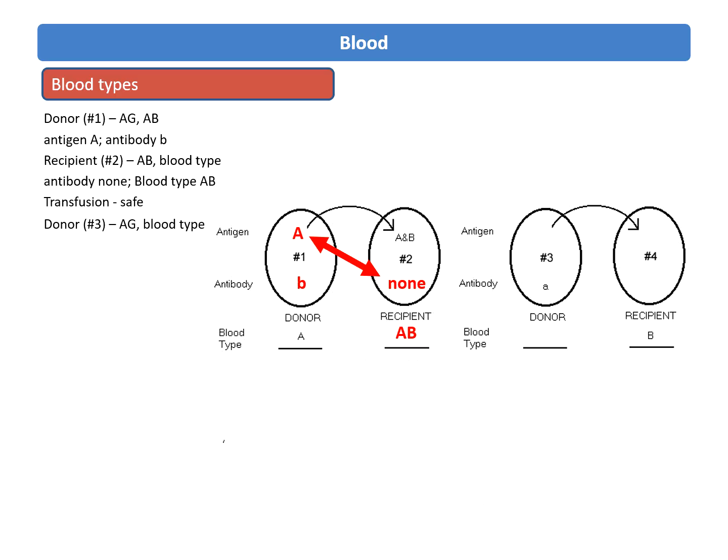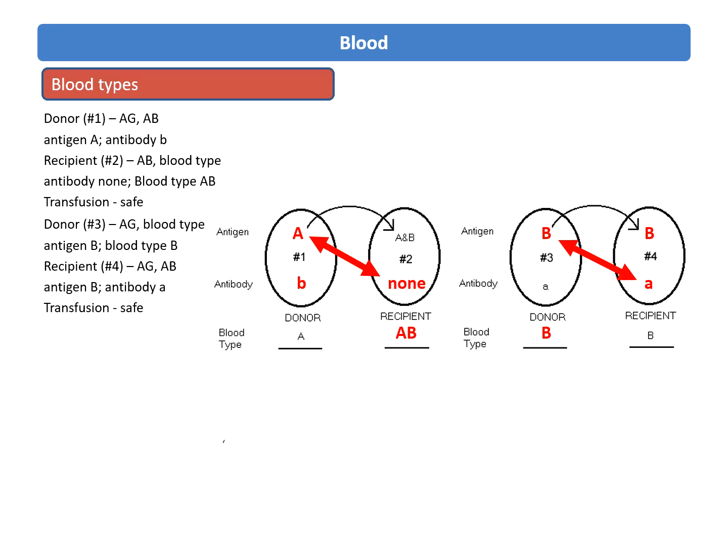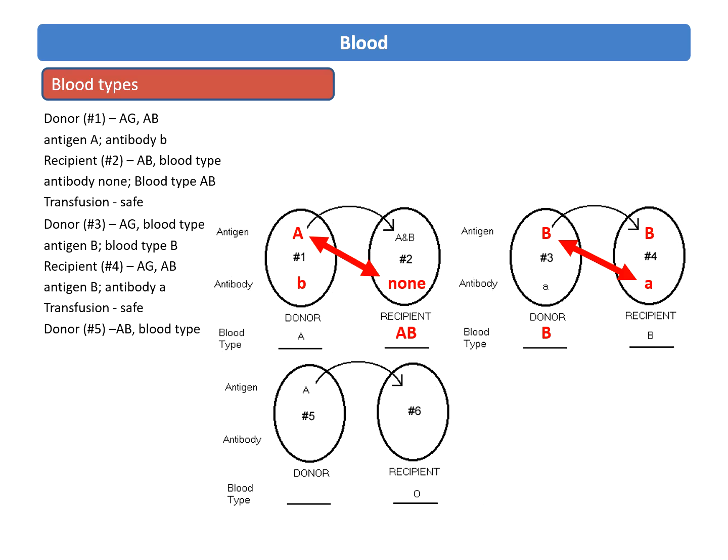Person number 3 is a donor. This person has antibody A in the plasma. So what antigens and blood type does this person have? Antigen B, therefore blood type B. Person number 4 is the recipient. This person has blood type B, so this person has antigen B and antibody A. Is this a safe transfusion? Yes, it is, because there are no complementary antigens and antibodies present.